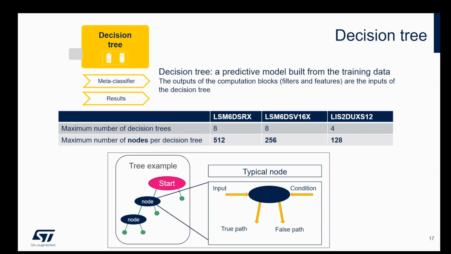Another sensor that's available is the LSM6DSV16X. This is also an IMU. It has the capability to run 8 decision trees with a maximum of 256 nodes. This is a smart, ultra-low power accelerometer, the LIS2DUSX12. You can run 4 decision trees inside the sensor with a maximum of 128 nodes.